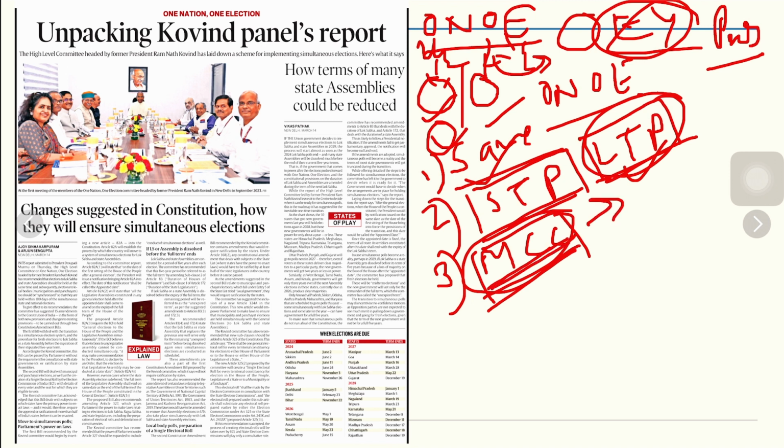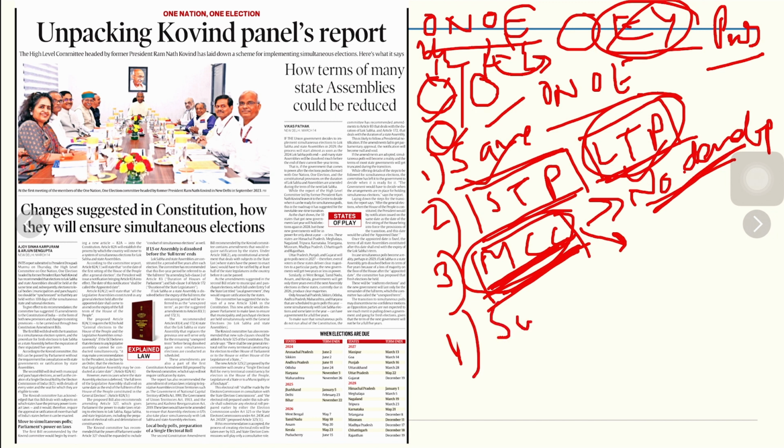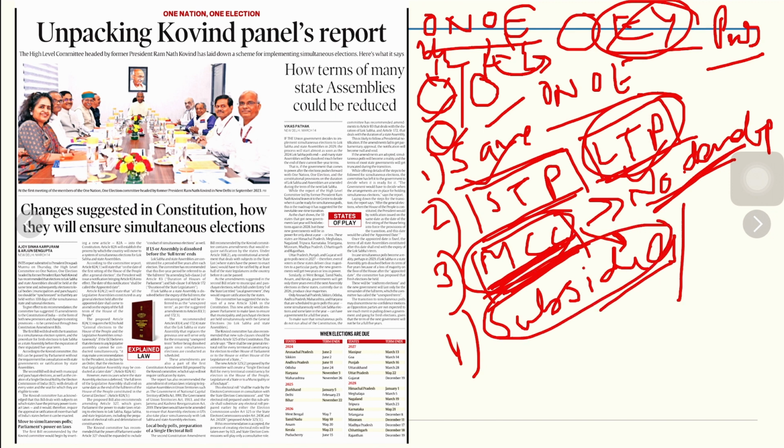And as you know, during the Model Code of Conduct, no fresh developmental project can be announced in those territories which have the danger of significantly altering the election results. Number four, if we can save the country from multiple MCC period timelines, then these kinds of developmental challenges can also be addressed. Number four, they say that subsidies and freebies distributed by one party or the other also take a toll on our fiscal health.